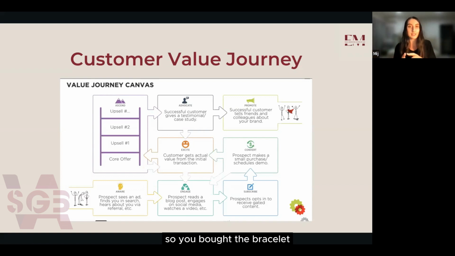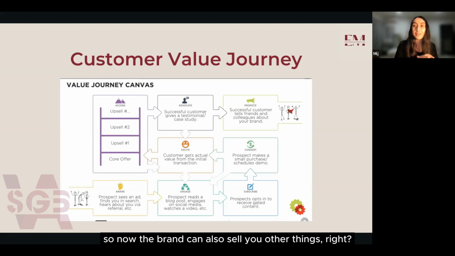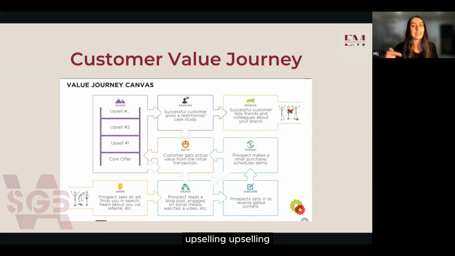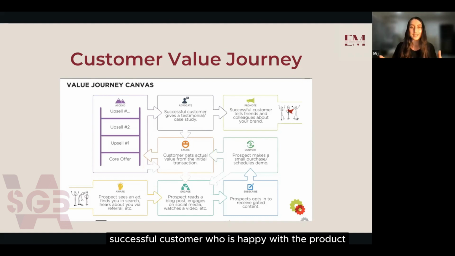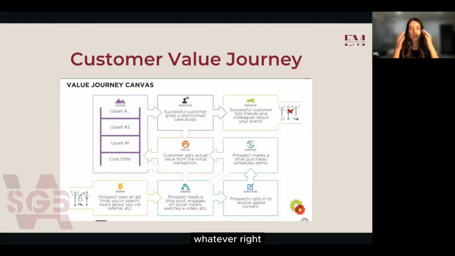So you bought a bracelet, so now the brand can also sell you other things, right? It's upselling. So it's keeping you in the loop. So this is the ascend stage. And then we have the advocate stage. I think the name is very self-explanatory, right? Advocate. Successful customer who is happy with the product, gives the testimonial, gives the case study, whatever, right? You're basically becoming the advocate.